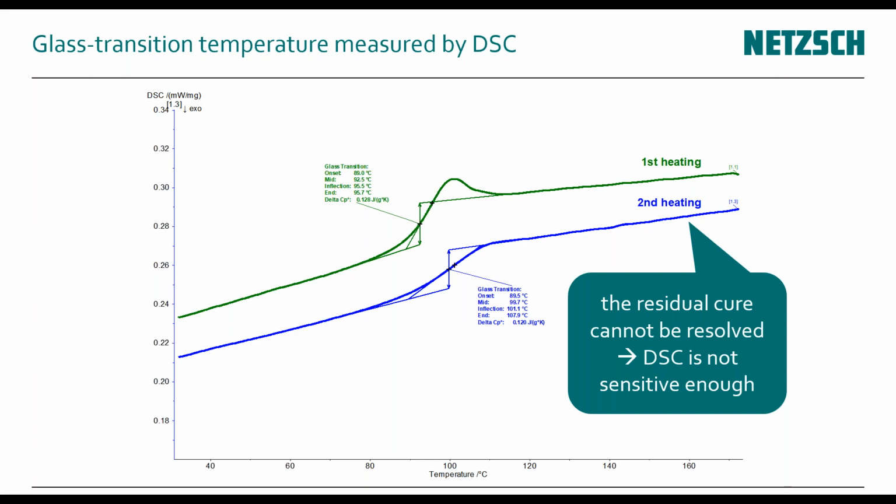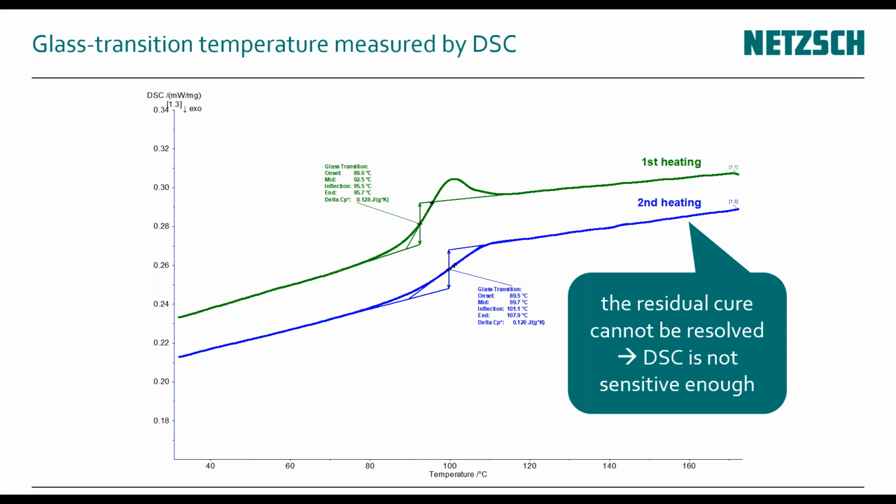However, you see it's not so straightforward to explore the differences. The first heating shows a bump, and the second heating, is this shifted? This is much broader, but well, this is not such a straightforward question to answer. So the residual cure cannot be easily resolved.